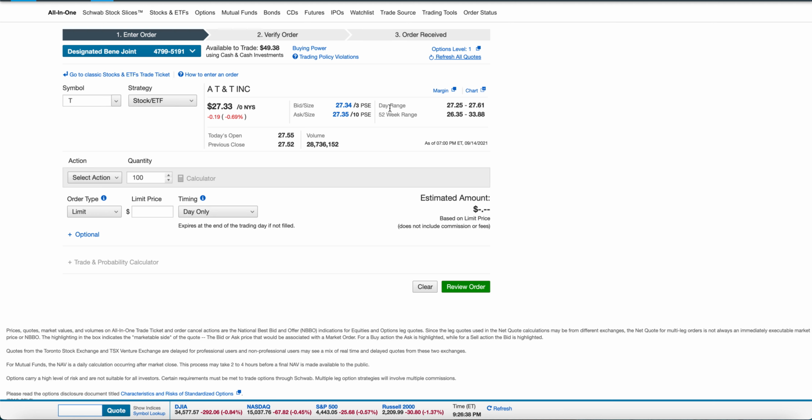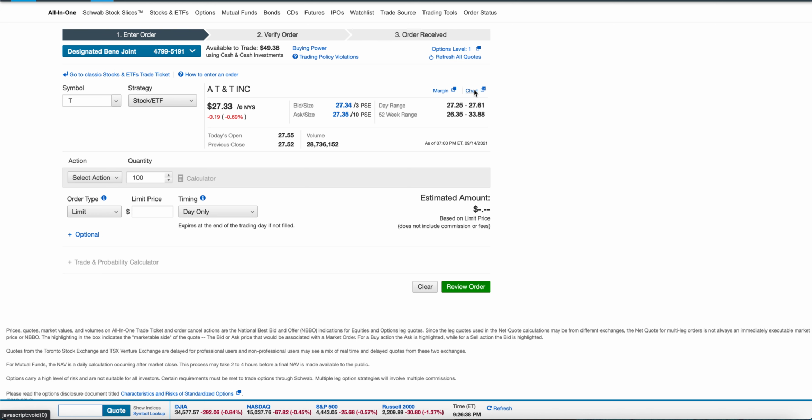Also, today's range. So it'll kind of just give you an idea of about the range it's traded in for the day. So today, even though the market's closed, it's just letting me know that the lowest price it was at today was $27.25. The highest price was $27.61. It also gives me the 52-week range. That's giving you the range it's been at for the whole year. So 26.35, absolute lowest price for the whole year. The highest was 33.88. So it just gives you some good background information to know, although you should know already.